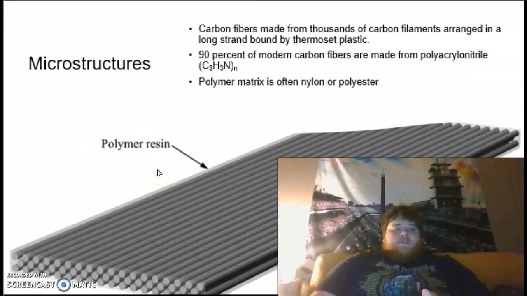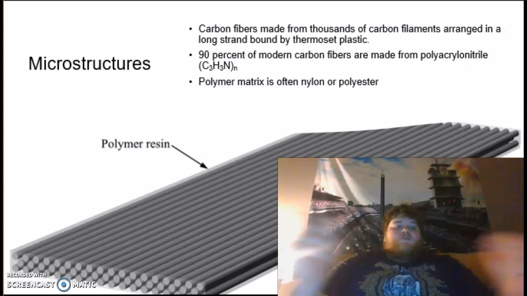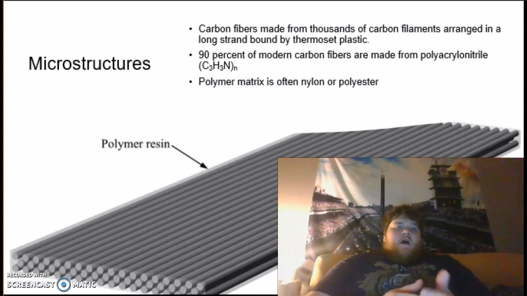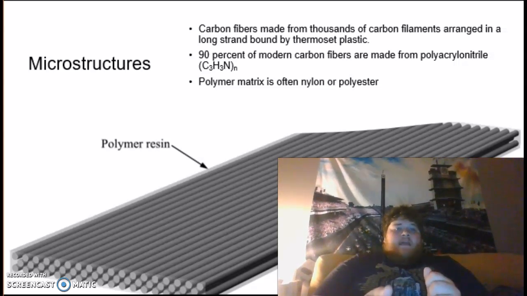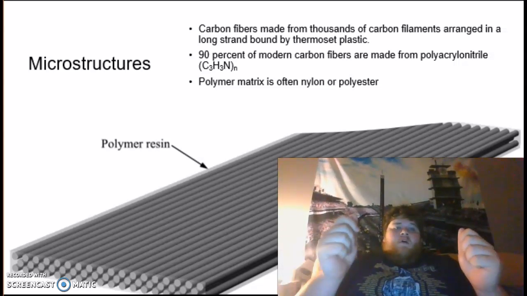So the microstructures of carbon fiber. The carbon fibers themselves are made from thousands of carbon filaments arranged in a long strand, and then those long strands are bound by a thermoset plastic. So 90% of modern carbon fibers are made from a certain material called polyacrylonitrile, created in the 1960s in Japan. The polymer matrix is often nylon or polyester.